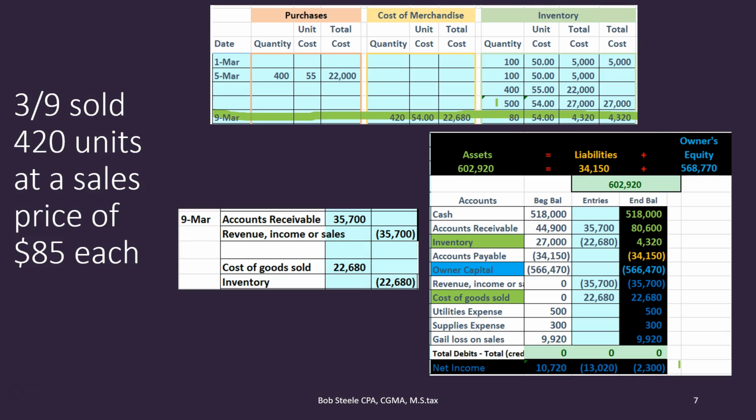So what's the effect of this transaction on net income? Income is going up. Remember, credits represent income, by 35,700. Then expenses are going up as well, which brings net income down. So the effect on net income is the increase in income less the increase in the expense, being cost of goods sold, meaning that at the end of the day, net income went up by a net amount of $1,320.